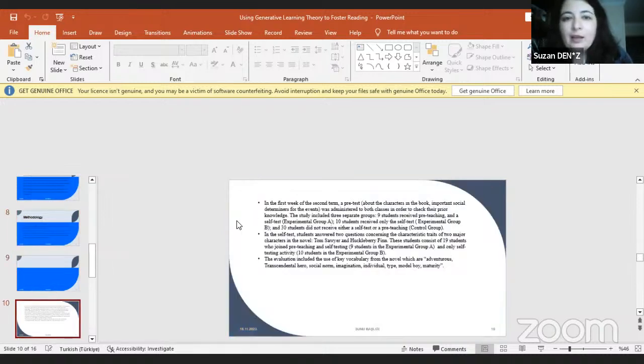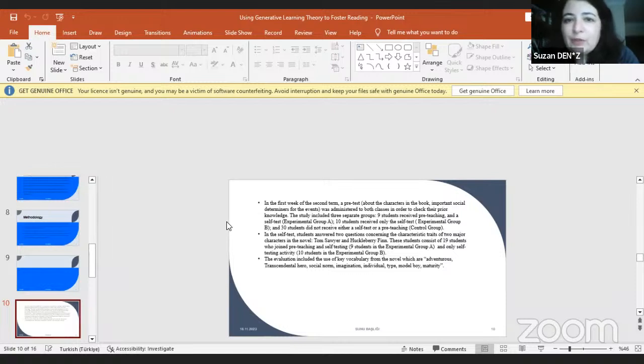So in the first week of the second term, a pre-test about the characters in the book. By the way, we chose the classic children's and teenagers' book, Mark Twain's The Adventures of Tom Sawyer. The students were required to read it during their winter break and then come to the class for discussions.